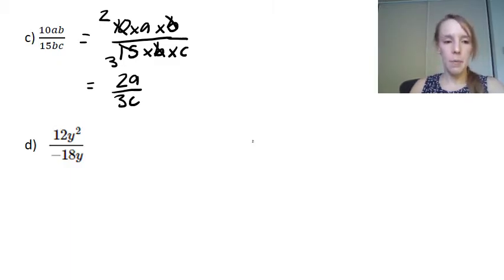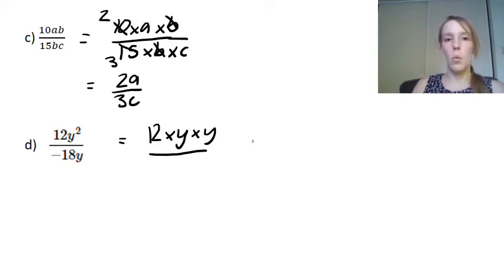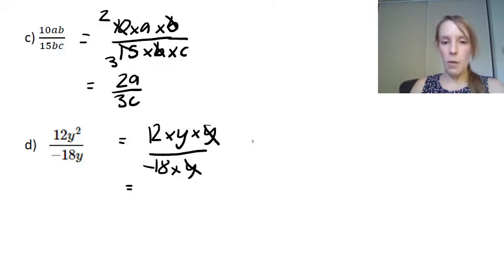Our second example here, we've got 12 times y times y. Because remember, y squared just means y times y. Divided by negative 18 times y. And again, we can cancel out. So y will cancel out y. And 12 and 18. So they've both got a common factor of 6. Again, list all the factors if you want to.